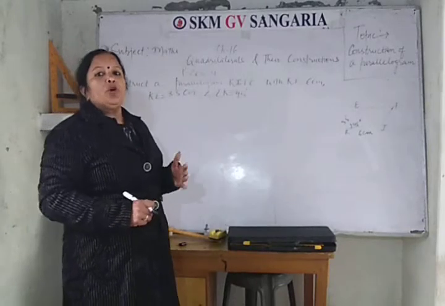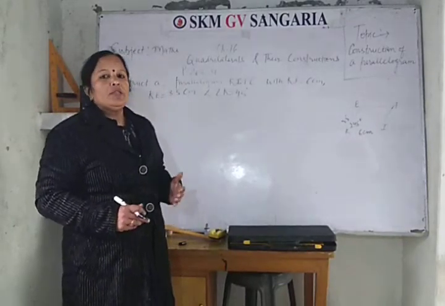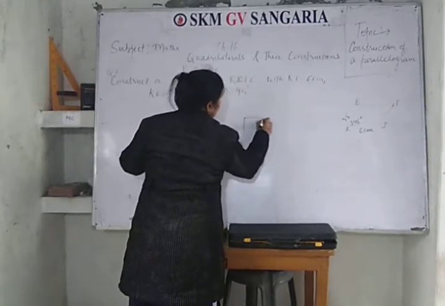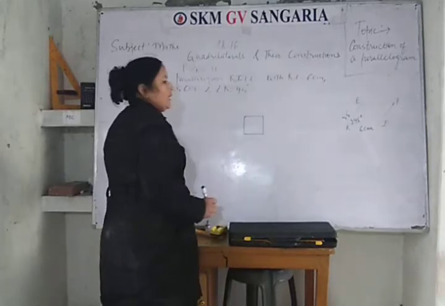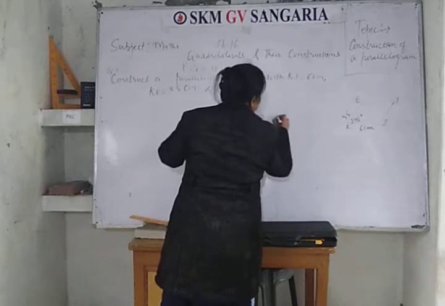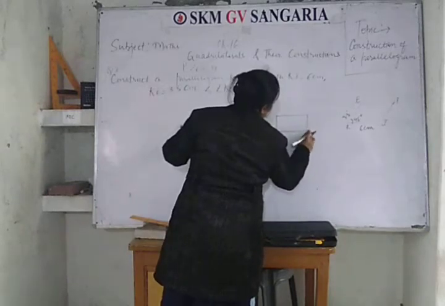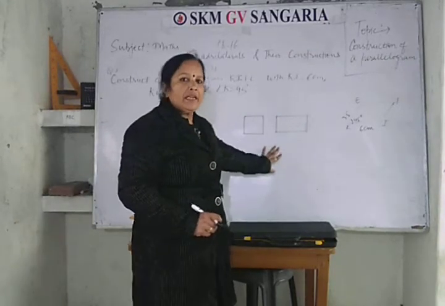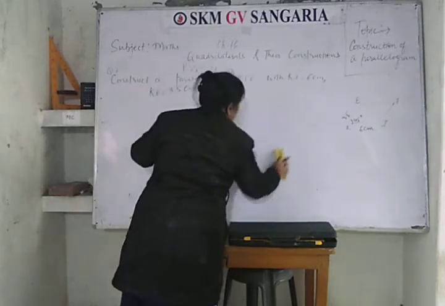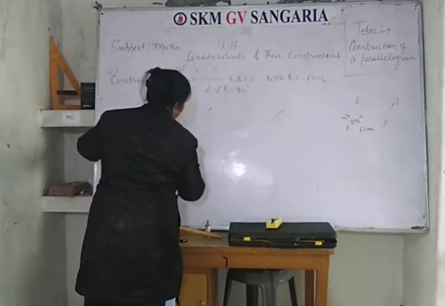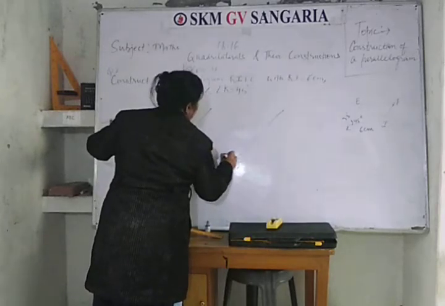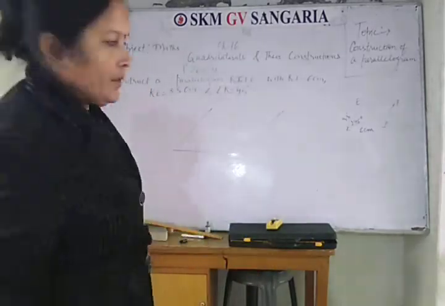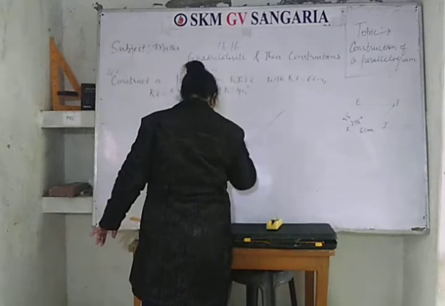2D shape in which opposite sides are equal and parallel. First of all, this is a square in which all the sides are equal. A rectangle has only opposite sides equal and parallel, and each angle is 90 degrees. And for your convenience, let's consider what a parallelogram is. This shape is a parallelogram.